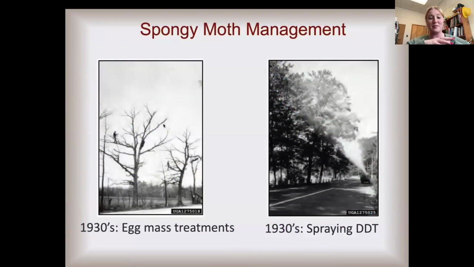Now, if we think about spongy moth management, how are we managing it? I love these figures. I think the Forest Service posted these, and this was back in the 1930s, how they were managing. You can see these defoliated trees, and people are walking on the limbs, just scraping egg masses off and treating them.